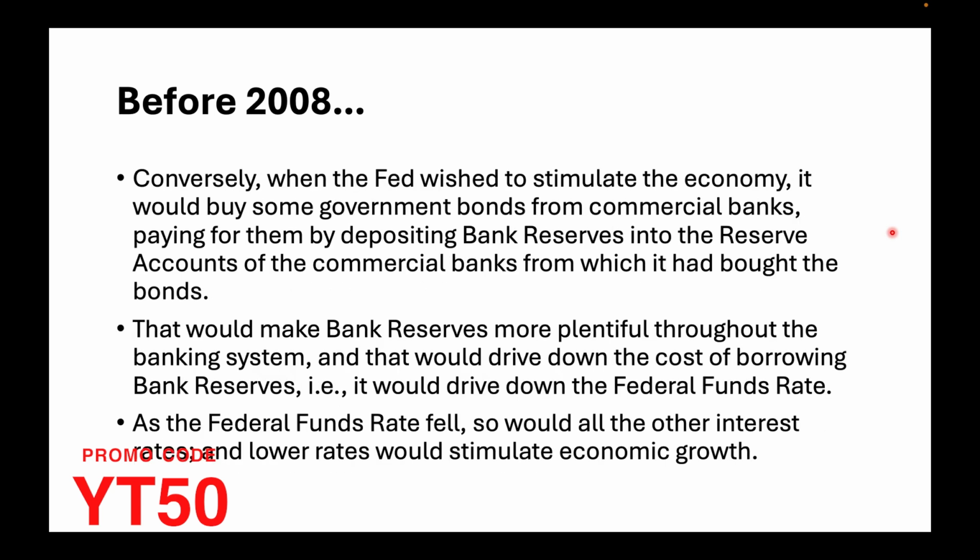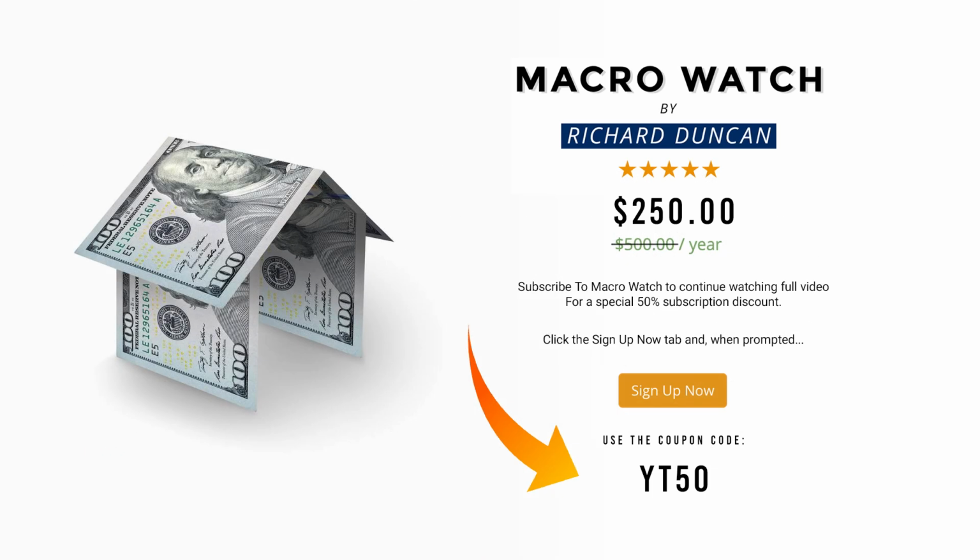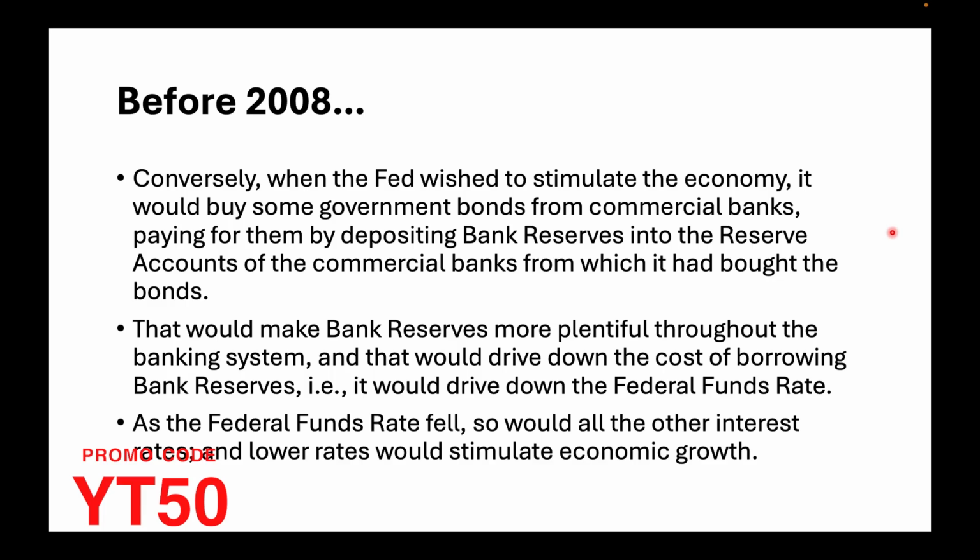Conversely, when the Fed wished to stimulate the economy, it would buy some government bonds from commercial banks, paying for them by depositing bank reserves into the reserve accounts of the commercial banks from which it had bought the bonds. That would make bank reserves more plentiful throughout the banking system, and that would drive down the cost of borrowing bank reserves. In other words, it would drive down the federal funds rate. As the federal funds rate fell, so would all the other interest rates, and lower rates would stimulate economic growth.